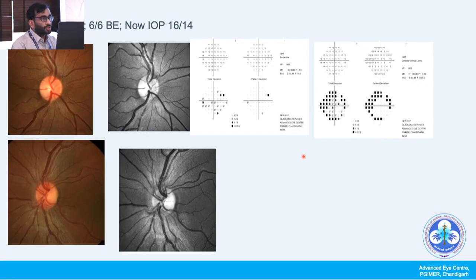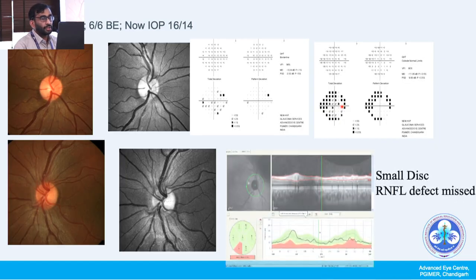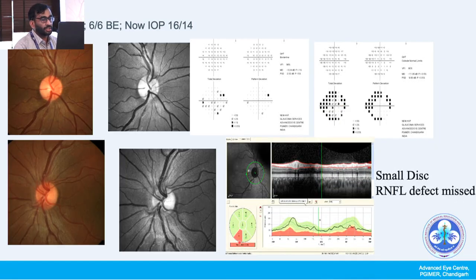And this is all a steroid responder. This looks normal, more of a small crowded disc, but the OCT in the right eye shows some changes. The RNFL defect was also missed, and the OCT in the Spectralis picked up the lesion. There is small thinning in the right eye.